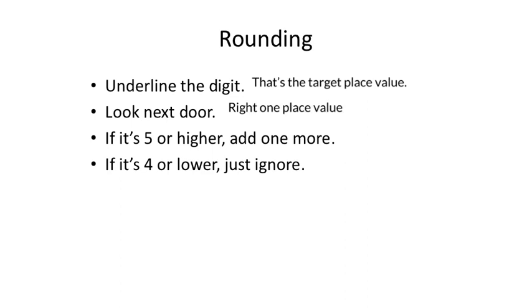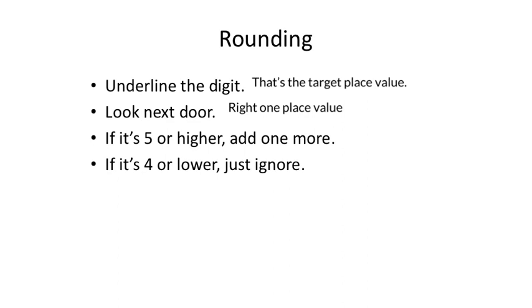And if that number is 5 or higher, then you add 1 to the underlined or the target place value. If it's 4 or lower, you just ignore it, and then you keep that the same. Now, we've done rounding before in this class, whether it was last semester or this one, I can't remember, but still, we've done it before. So we've done this before with whole values, but now we're doing it with place values. So they're just going to say round to the nearest place value instead.